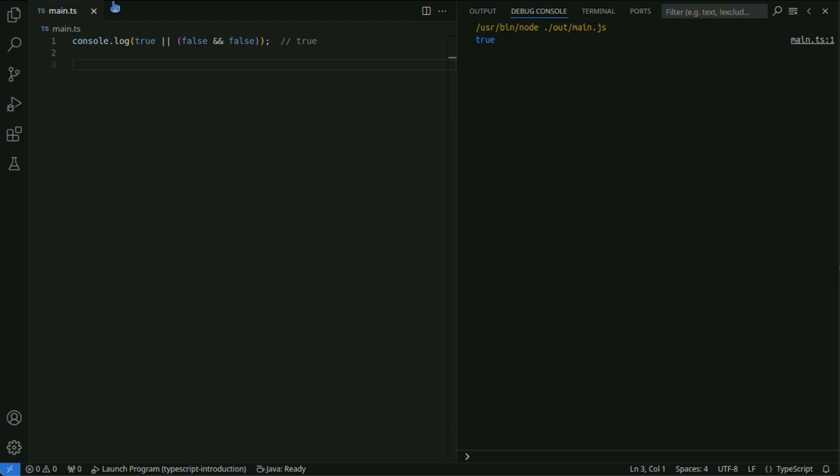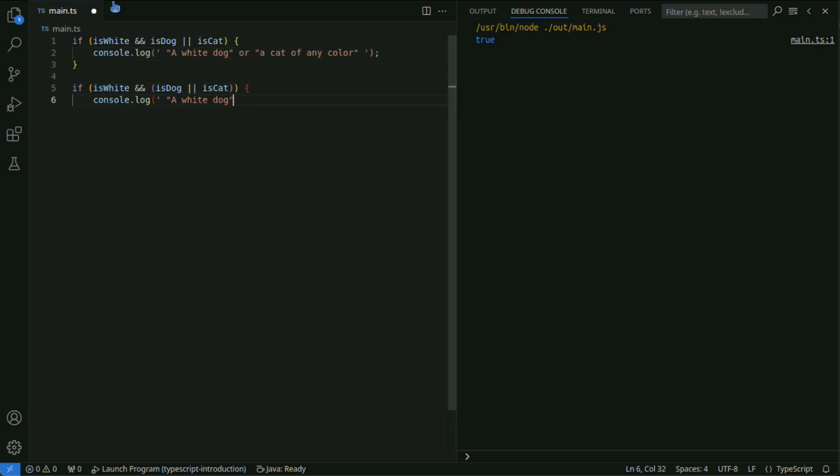When using logical operators, it is important to be aware of ambiguities in natural language. For example, in the phrase, a white dog or a cat, it could mean either a white dog or any cat, or a white dog or a white cat. In code, it can be written as follows. Since natural language can be ambiguous, caution is required when coding and designing systems.